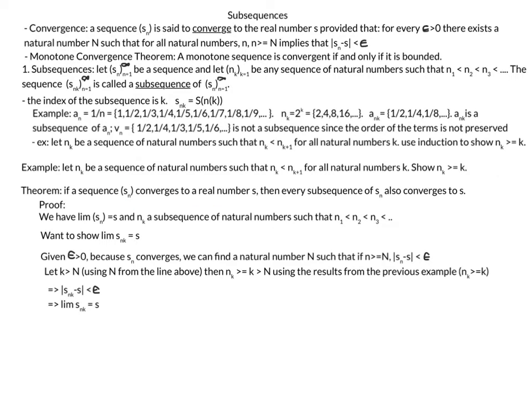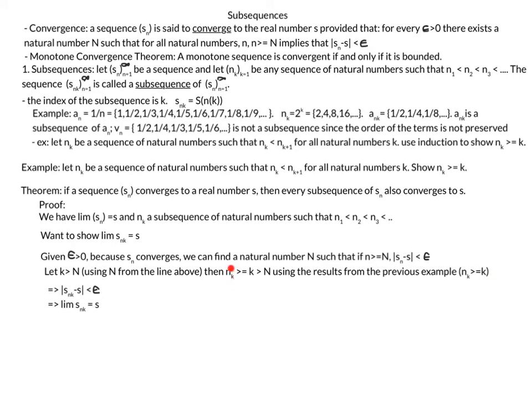The next thing we're going to do is choose a k greater than N. And remember this big N, that's where our sequence is within this small, tiny epsilon of our limit. So k is going to be greater than N, so we're going to be within epsilon of our limit. And again, because we're using this capital N from the line above, then nk is going to be greater than or equal to k, using the results of our previous example, which is greater than capital N.